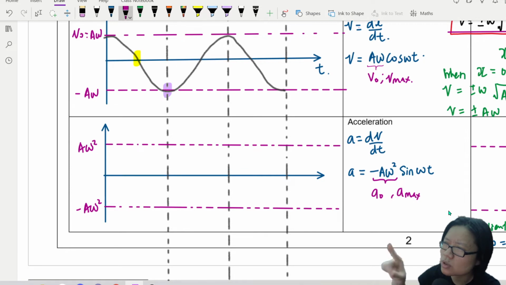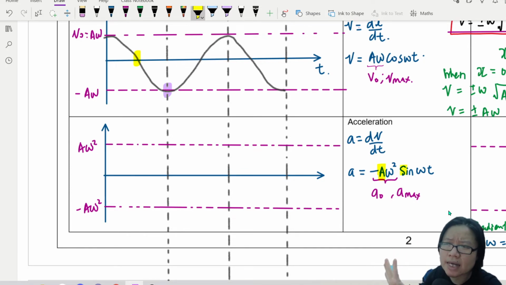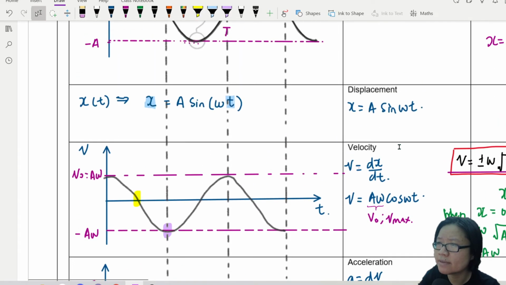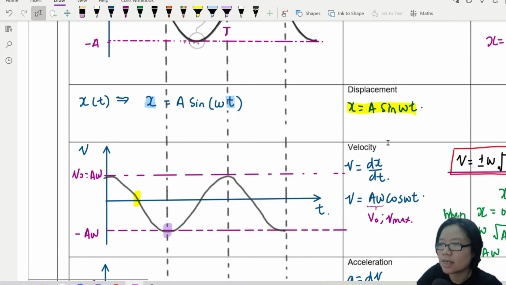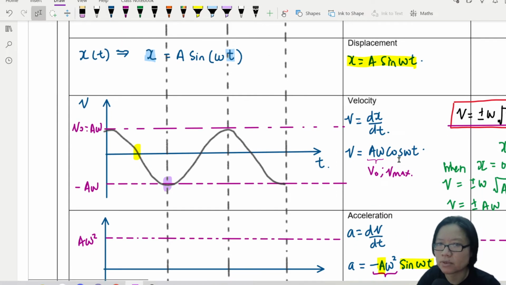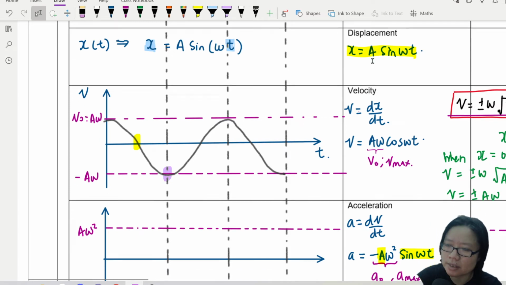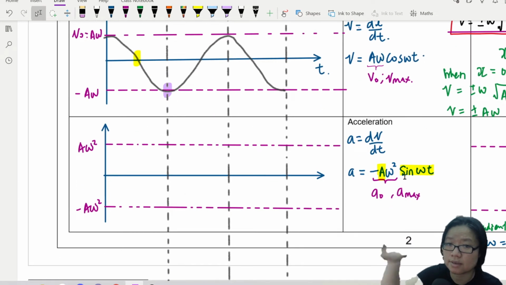Teacher, you see wait, this A sine omega t, isn't this the original equation? Correct, because sine and cosine are actually cyclic functions. You differentiate a few times, you get back the same thing. It's not a conspiracy, okay? It just happens to be that way. All right, so this one is actually this one. Is this the same? Okay, so then I can substitute, right?